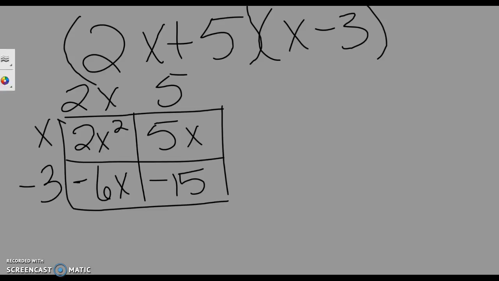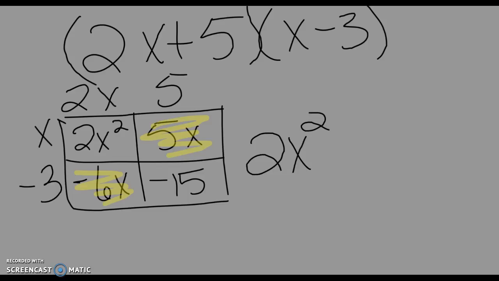And again, we do have some like terms, so you look for the like terms, which are the negative 6x and the positive 5x, and we're going to combine and write our answer out. So we've got a 2x squared minus x minus 15. We ended up with a quadratic trinomial for our answer.